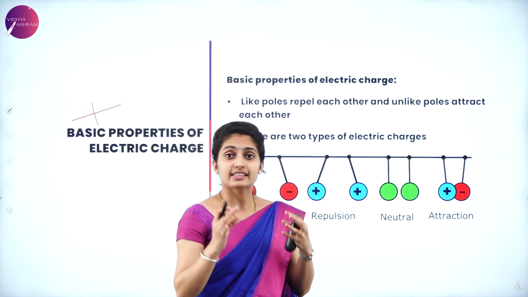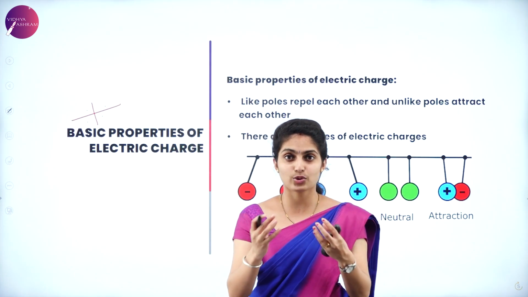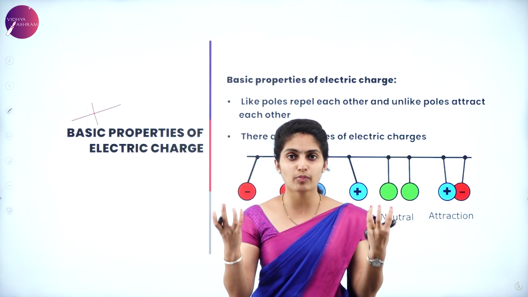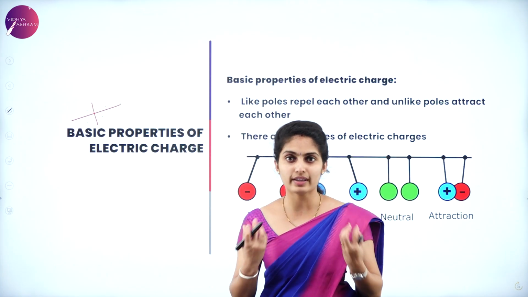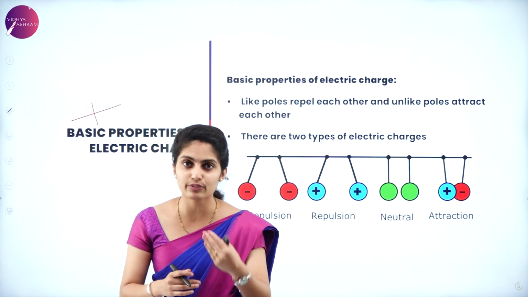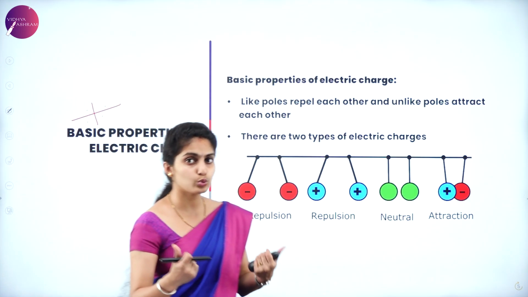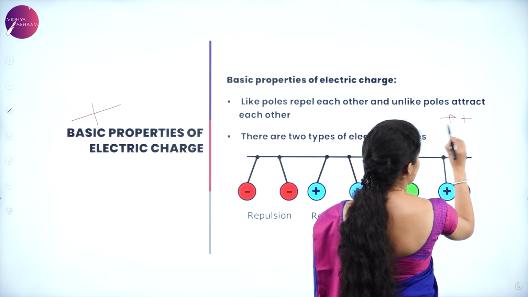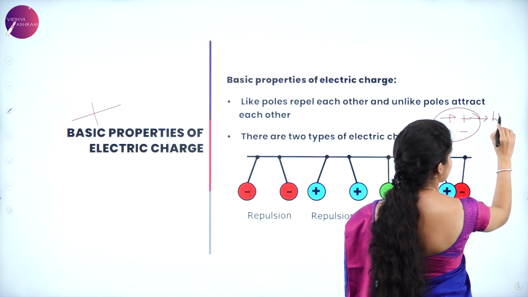Like poles means, see, for something to be attracted, how can you say that an object is getting attracted? That is only when there are two different bodies. When there are two different bodies present, we can say that this object attracts this object, or this one attracts the first one, correct? So it is like how we relate and give the properties. So here also, in order to relate these properties, we need to have two charges. Either it can be same charges, so plus plus or minus minus, this is like poles.